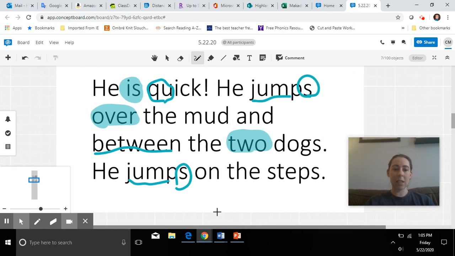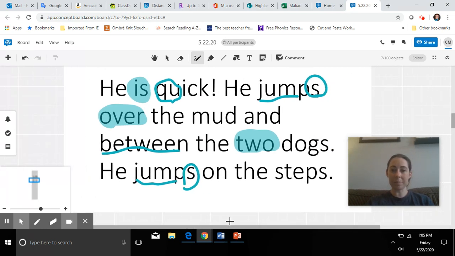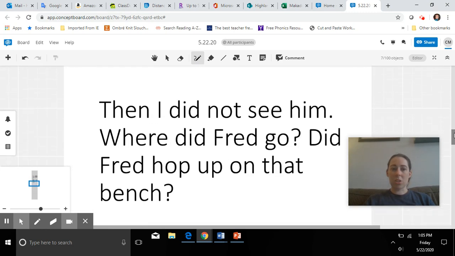And this word is tricky, so let's go over it. Between. Can you say between? Good. Between means in the middle of something. He jumps on the... Okay. Let's look at the next page.